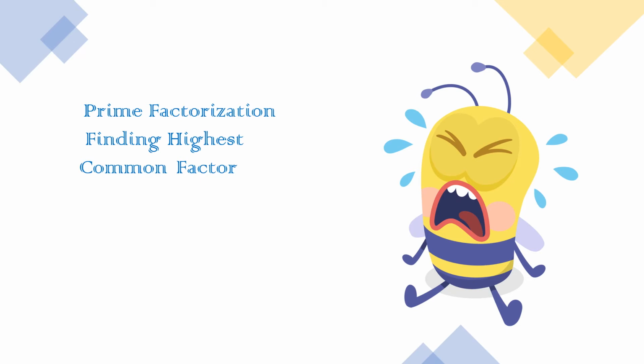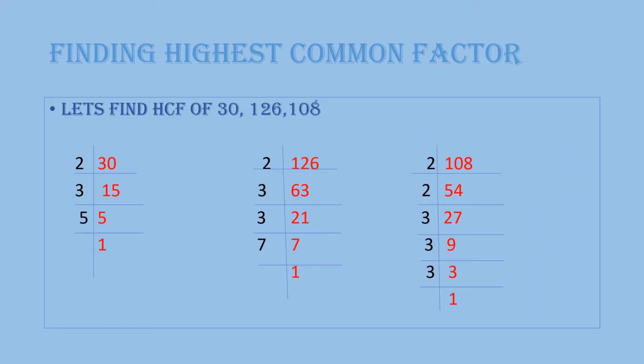In this short video, I will be showing you how to find the highest common factor using the prime factorization method. It's really simple, so let's get ahead. So here guys, we are going to find the highest common factor of 30, 126 and 108.